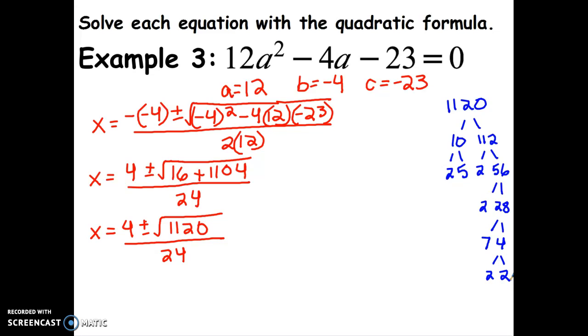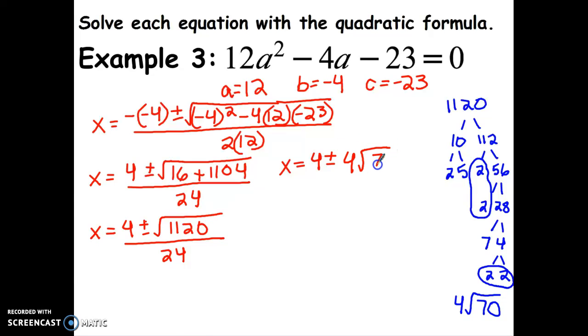Now remember, you got to find your pairs. So I see 2 2s here. I see 2 2s here. All right, so 2 times 2 is 4. Square root, what we have left over is 2, 5, and 7. So 2 times 5 times 7 is 70. So we're going to replace this square root 1120 with this 4 square root 70. Okay, and I'll put that right here. So x equals 4 plus or minus 4 square root 70 all over 24.